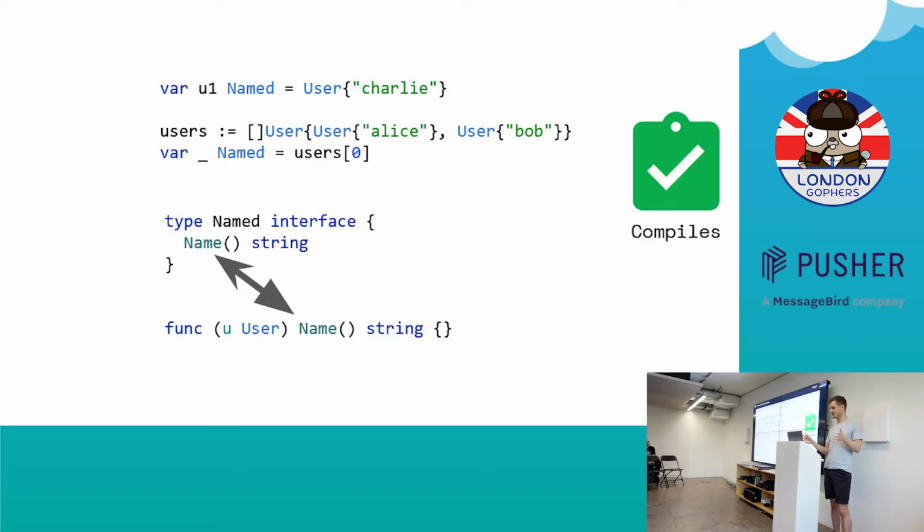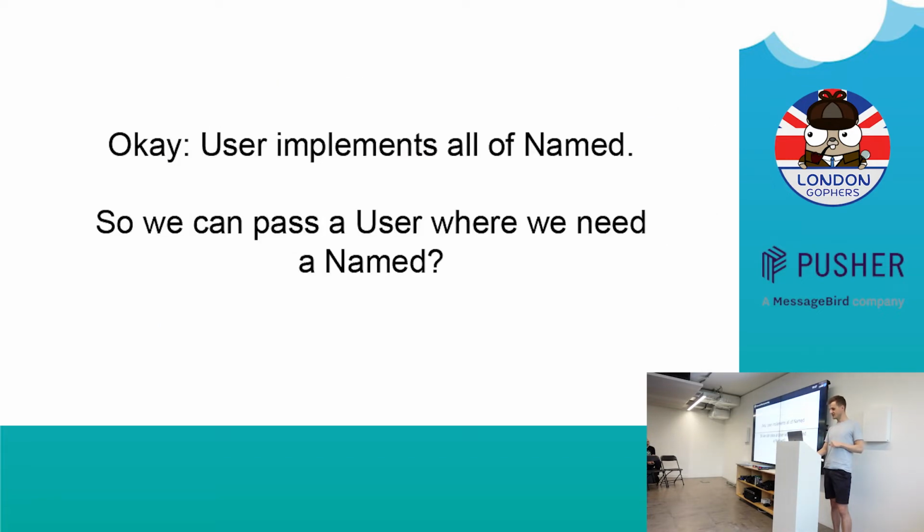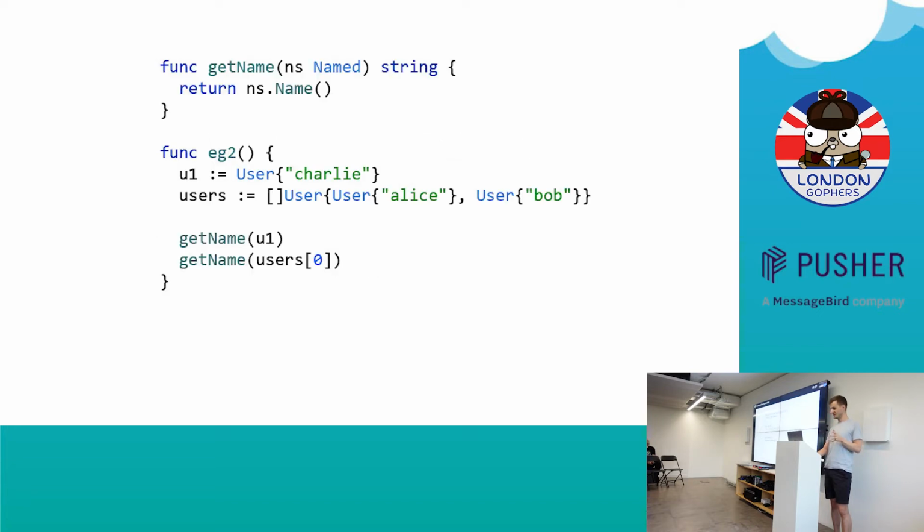So you can see the compiler is not going to get upset by this. Everything compiles, everything's good. Here we have a user. User has the one method in that interface. We can put users into a Named. A user is a Named. Fantastic. Very cool. So what can we do with a user when we need a Named? Can we pass it into functions that accept a Named? Well, yeah, of course we can, which is great.